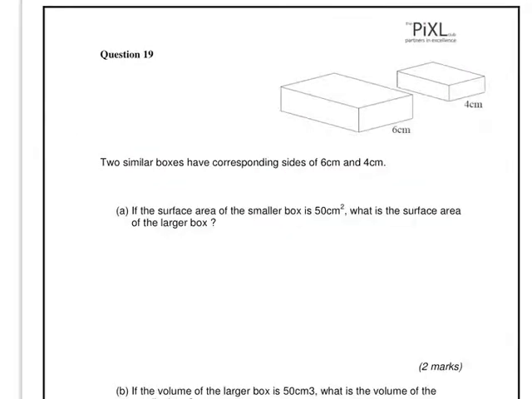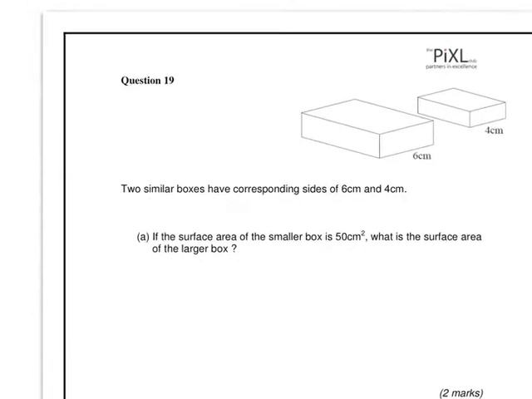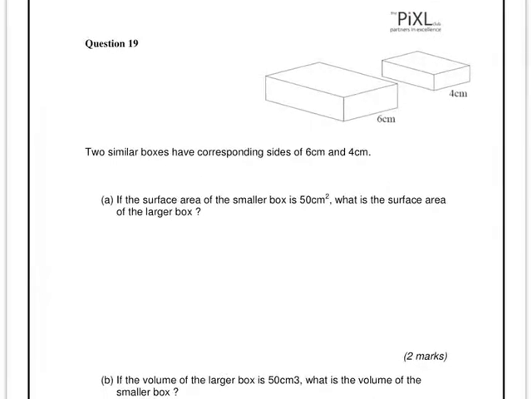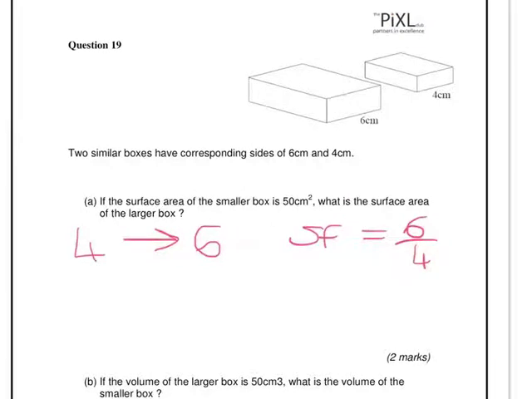Okay, question 19. Here we have a question involving similar shapes. Now, when you have similar shapes, it means one shape has been enlarged. In this case, we have a shape that has a side 4 centimeters that has been enlarged to 6 centimeters. So, what do we multiply 4 by to get 6? The way we do that is we do 6 divided by 4. So the scale factor equals 6 divided by 4. This would equal 3 over 2.